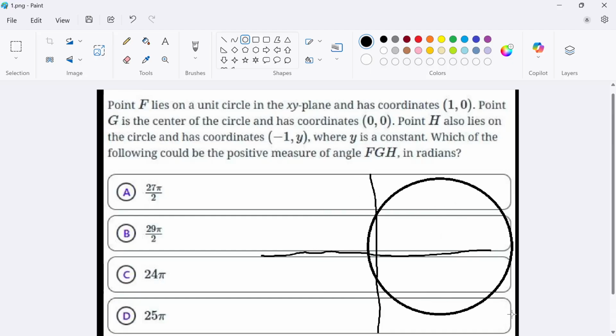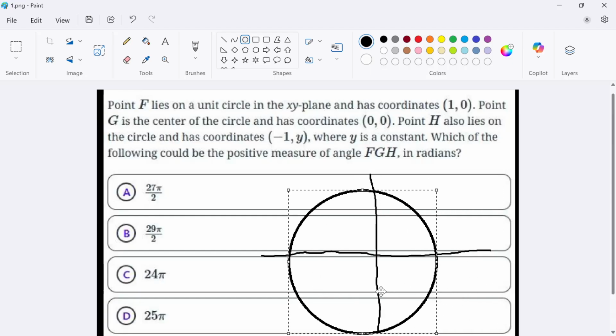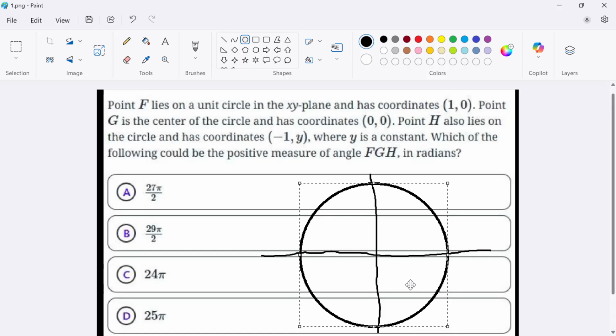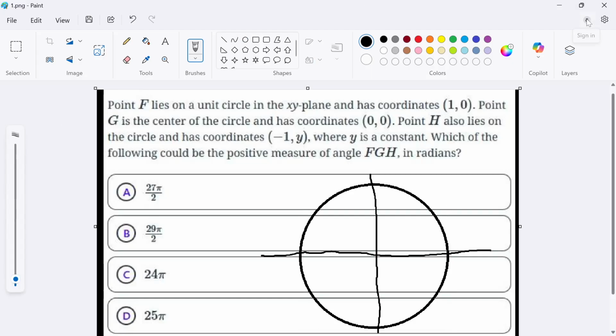So here I have the circle. It says the center is 0, 0, so that looks pretty good. Here's the center. Center is G, 0, 0. Point F is at 1, 0. And H is at -1, y. There's H. Well, if it's on the circle, there's only one value of y it can have.